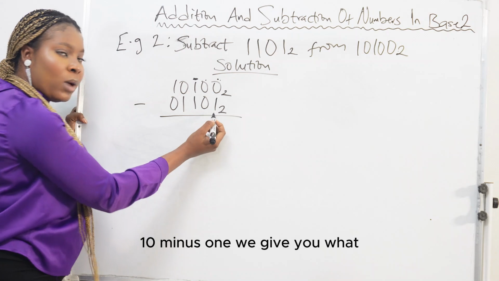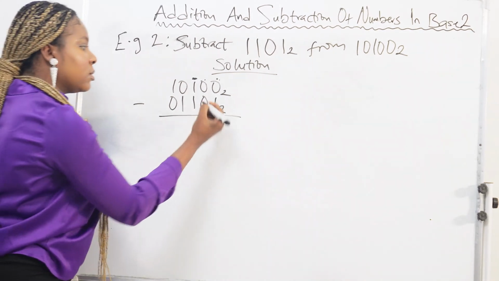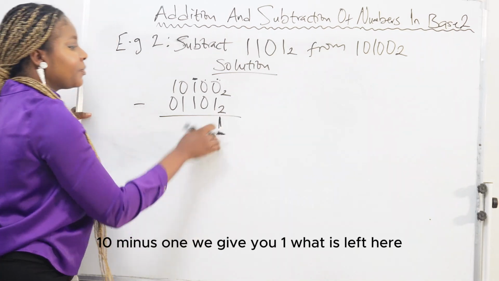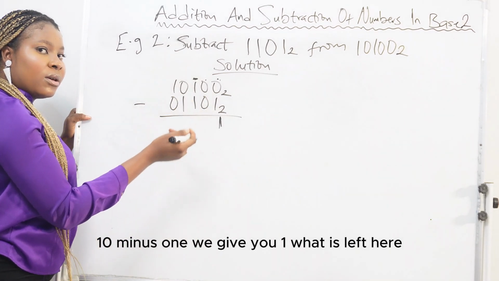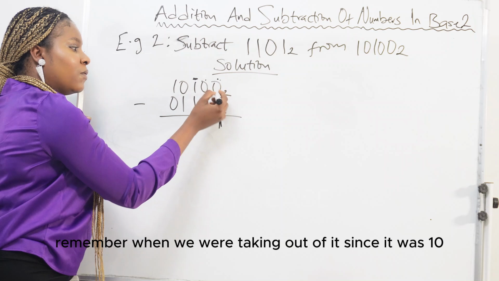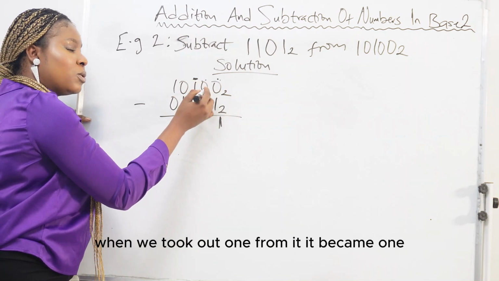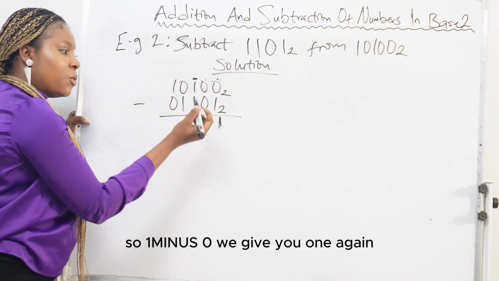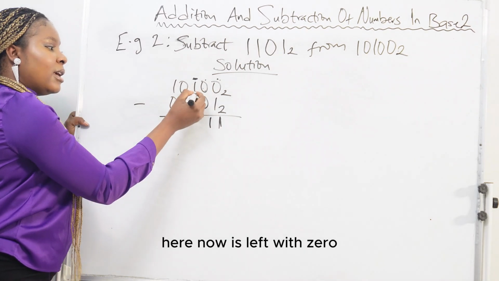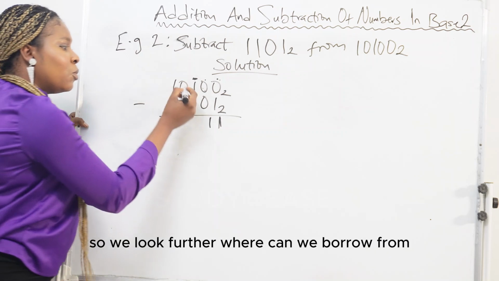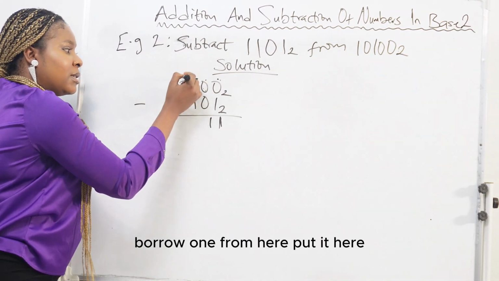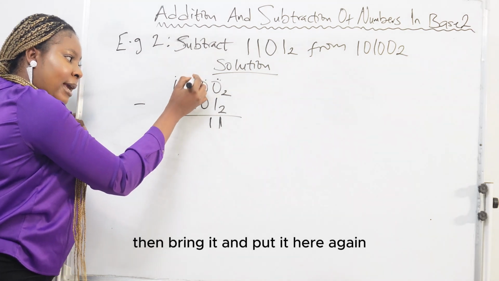10 minus 1 will give you what? 10 minus 1 will give you 1. What is left here? Remember when we were taking out of it? Since it was 10, when we took out 1 from it, it became 1. So 1 minus 0 will give you 1 again. Here now is left with 0. So we look further. Where can we borrow from? Borrow 1 from here, put it here, then bring it and put it here again.